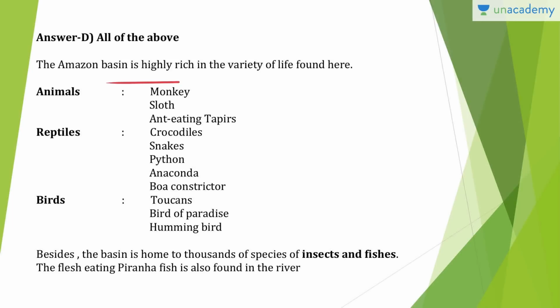So Amazon basin is very highly rich in the variety of life found here. Animals like monkey, sloth, ant-eating tapirs are there. When you talk about reptiles, it has crocodiles, snakes, python, anaconda, boa constrictor, etc. When you talk about birds, it has toucans, birds of paradise, hummingbird, and it has thousands of species of insects and fishes. And the flesh-eating piranha fish is also found in the river itself.